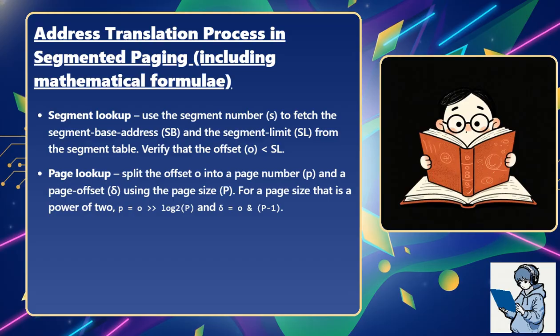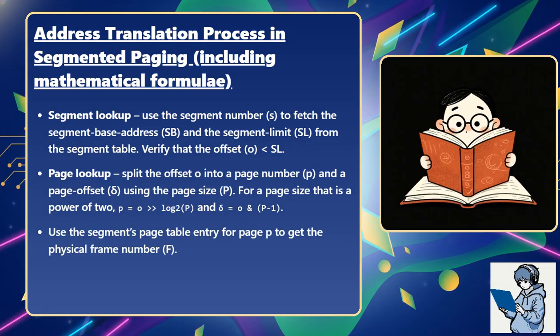P equals O right shifted by log base 2 of P, and delta equals O bitwise and P minus 1. Use the segment's page table entry for page P to get the physical frame number F. Finally, compute the physical address PA. PA equals F times P plus delta.